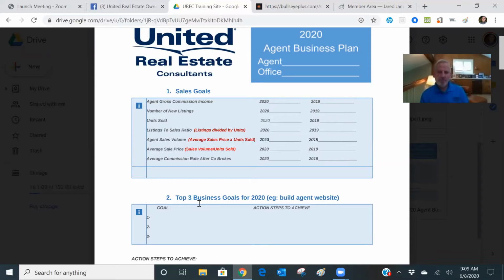So just put down your agent gross commission income, number of new listings you want to take, or how many you had last year, units sold last year, and what you want to take this year. Then you can actually do the math to identify, based on the commission you're going to want to generate, how many listings or how many sales it's going to take to get there. And that'll ideally come up with your bottom line goal of finance, how much money you want to make.